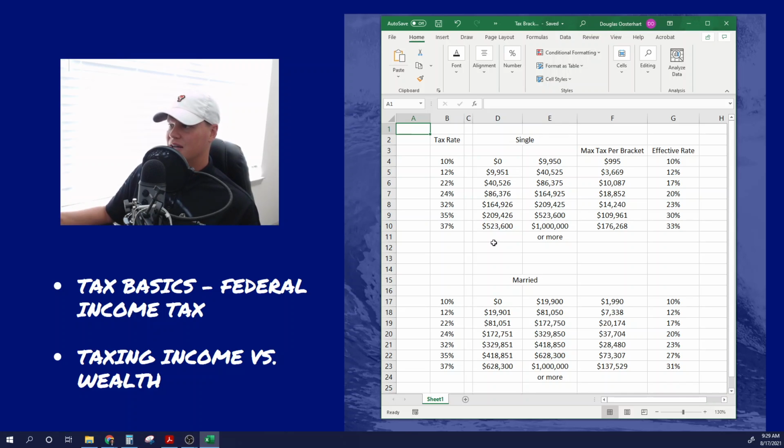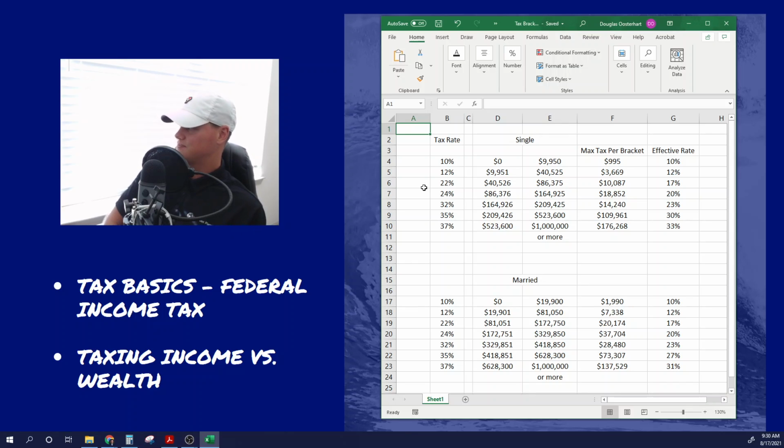As we keep going with our example, 40,526 to 86,375, those dollars are taxed at 22%. So at that bracket, the maximum amount paid is about $10,087. So let's continue with our example and say that after deductions and things like that, that person's taxable income is at the top of the 22% bracket, or 86,375.